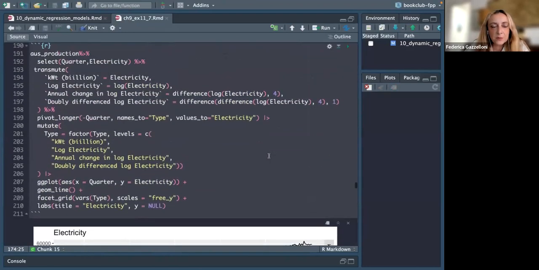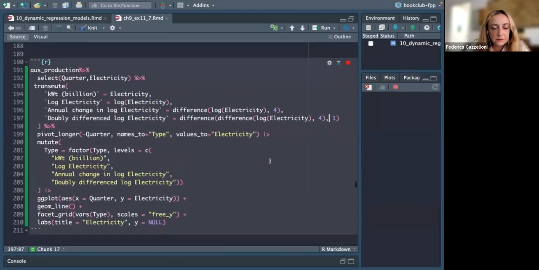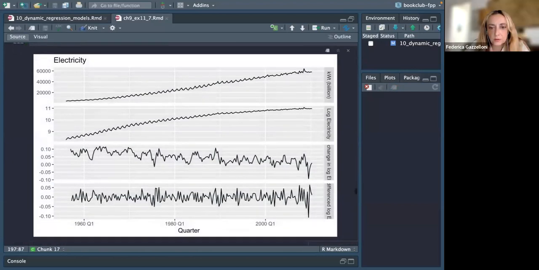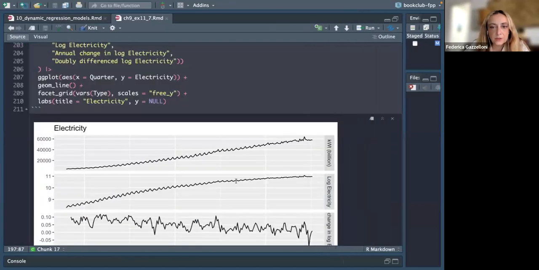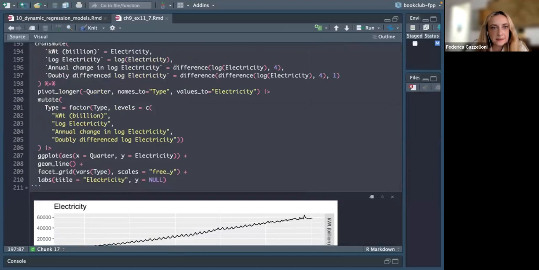So basically what I did is transform this in log as we did. Then did the difference of 4. Right. We did it. And then did the difference of the log, to 1. And so we can see all of them in one plot. There you go. So this is the first, without transformation. This is with the log. This is with the first differencing. But with the log, difference of log and four.